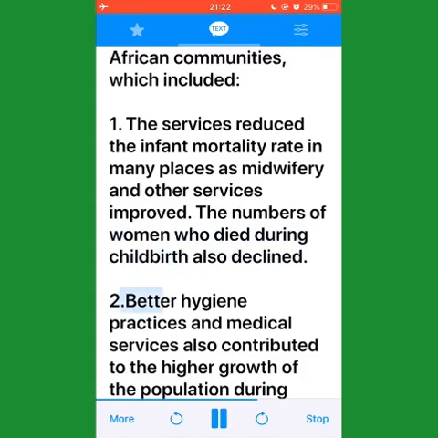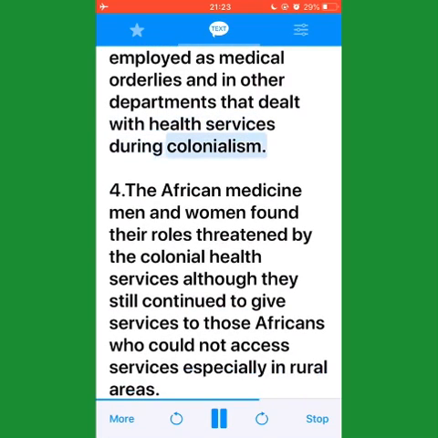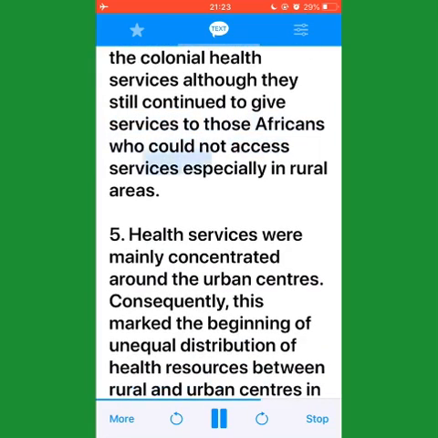2. Better hygiene practices and medical services also contributed to the higher growth of the population during colonialism. 3. Many Africans were employed as medical orderlies and in other departments that dealt with health services during colonialism. 4. The African medicine men and women found their roles threatened by the colonial health services, although they still continued to give services to those Africans who could not access services, especially in rural areas. 5. Health services were mainly concentrated around the urban centers.